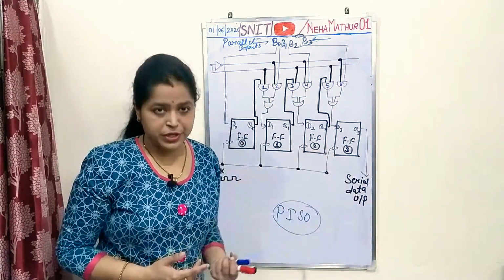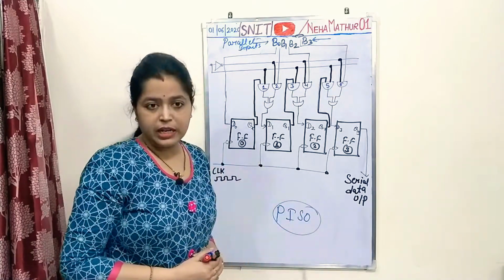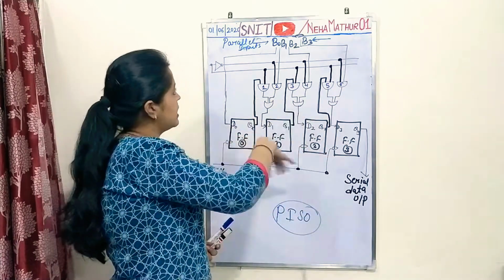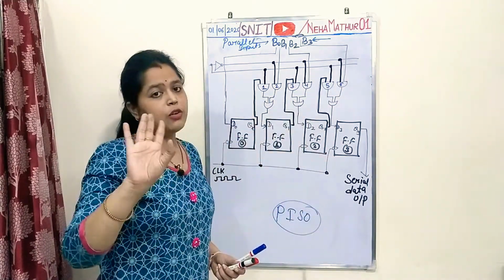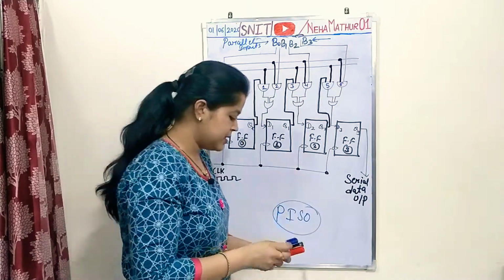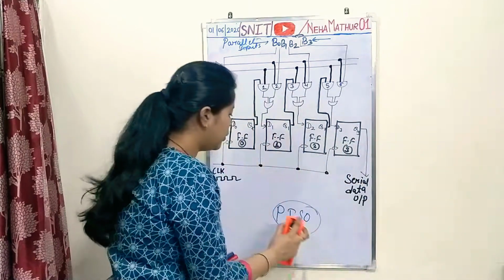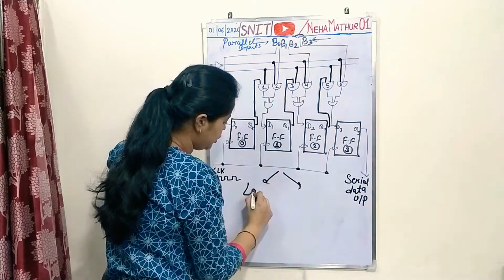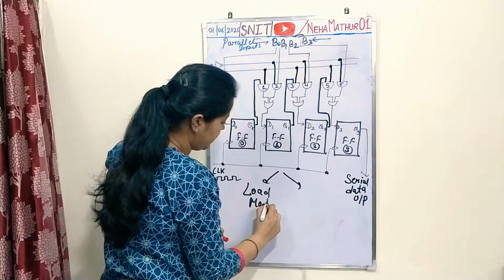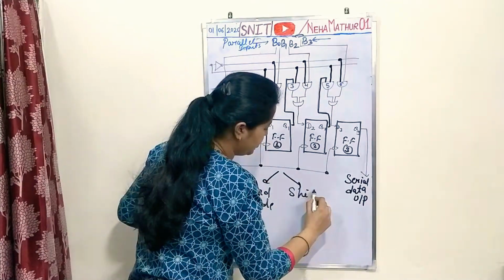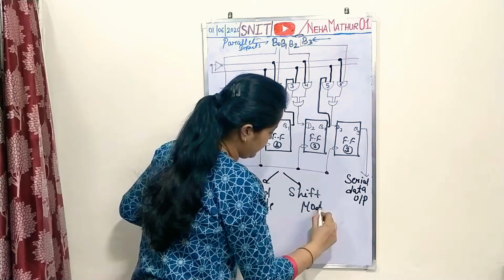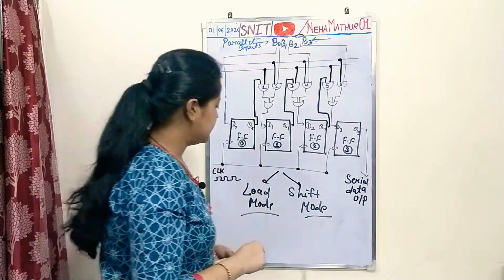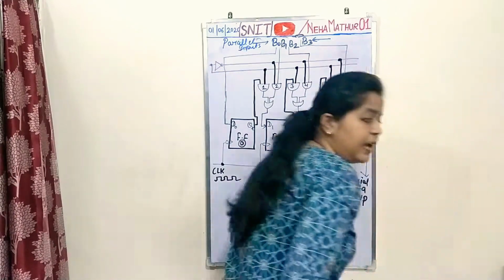Now come to its operation. See, its way of working depends on 2 modes of operation, or you can say that this circuit deals with 2 modes of operation. The first mode is load mode, and the second is shift mode. And the important thing which I am missing in the diagram is the representation of shift and load.